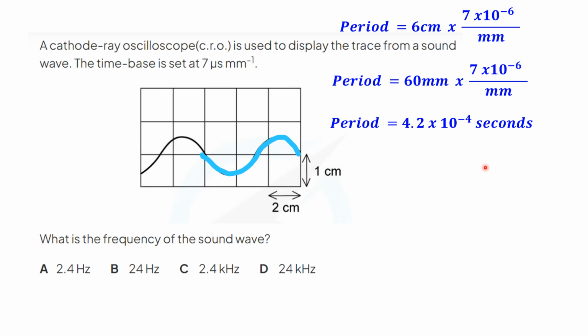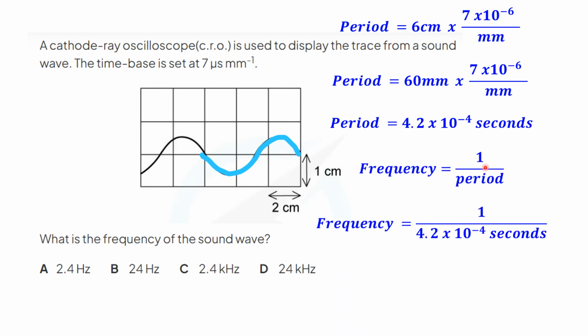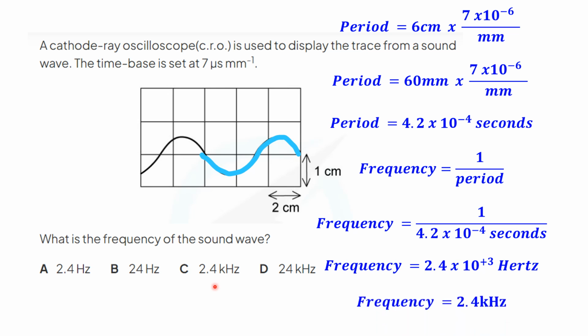Very good, but the question is asking for the frequency. So we know the frequency is the inverse of the period. So the inverse of 4.2 times 10 to the minus 4 gives us 2.4 times 10 to the positive 3. So then that one will be kilo, right? So the answer for this question is 2.4 kilohertz, which is C.